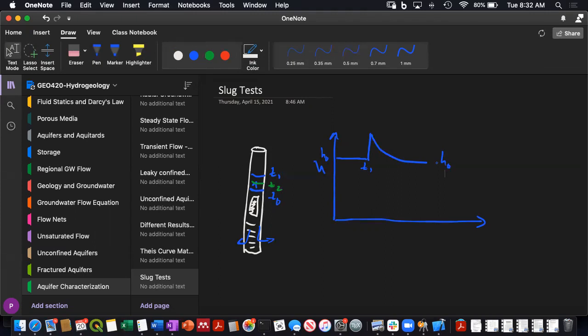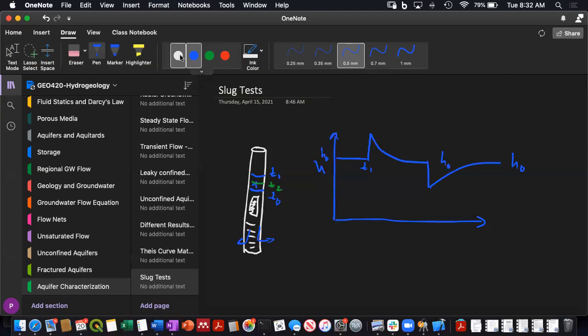And then we did the flip thing. We just pulled the slug out, right? That dropped the water level. And we saw it recover as water rushed to fill back in that head back to H0. So that's the basic idea of a slug test. You guys have done them, you've watched the water level recover.